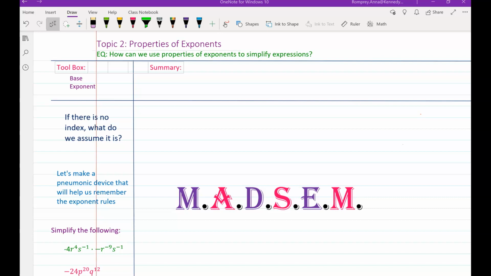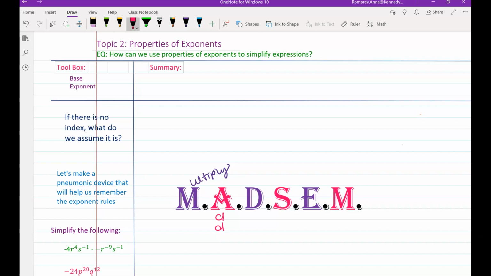Now, a student I had a few years back, her and her mom came up with this mnemonic device, MADSIM, to help us remember those rules. So let's go ahead and prove what they came up with. This acronym is saying when we multiply, we add our exponents.